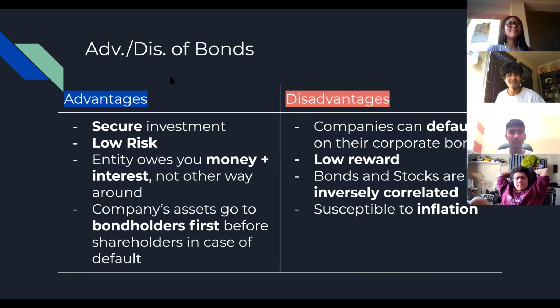Another advantage is that in a typical loan, you would owe the lender or bank money and interest, but in this case, it's actually the other way around. Now you become the lender and they become the borrower, and now they owe you money and interest. Finally, in the case of defaults, which is when the borrower fails to pay back a loan, the company's assets actually go to the bondholders first, even before preferred stock owners, like Colleen mentioned.